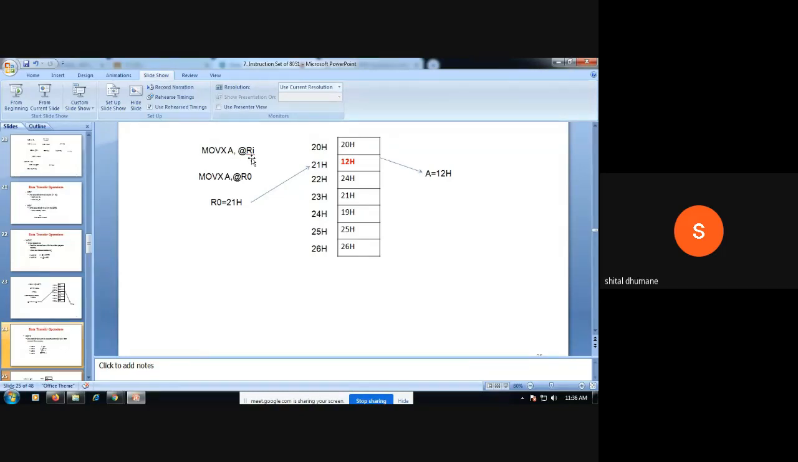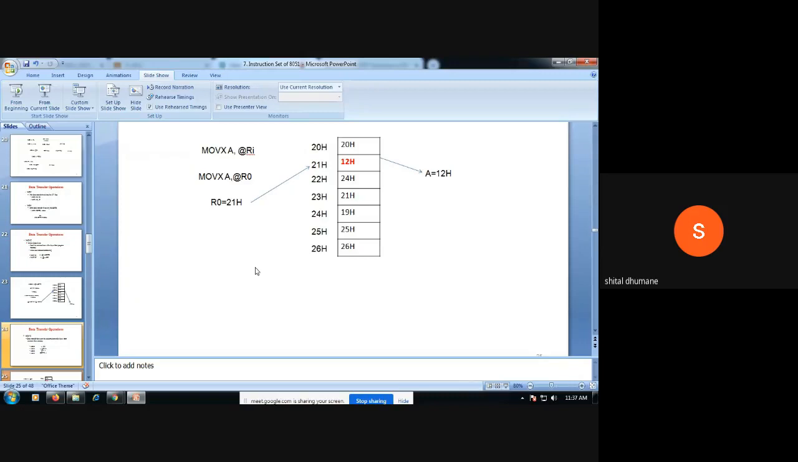So suppose your R0 contains 21, for example. That 21 is nothing but your memory location that is indirectly specified in the R0 register. So the contents at this memory location will get moved into the accumulator. Okay, so this is the instruction, MOVX A comma @Ri. The contents of the memory location indirectly specified in the R0 register will move into the accumulator. Okay, getting all of you?